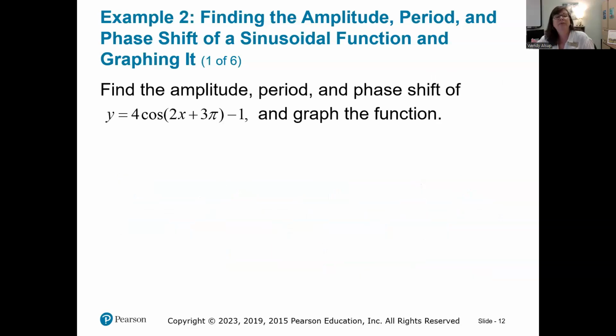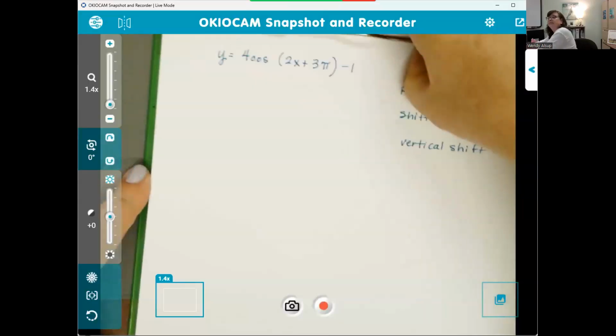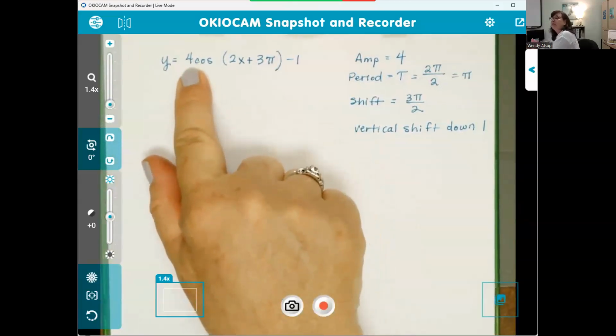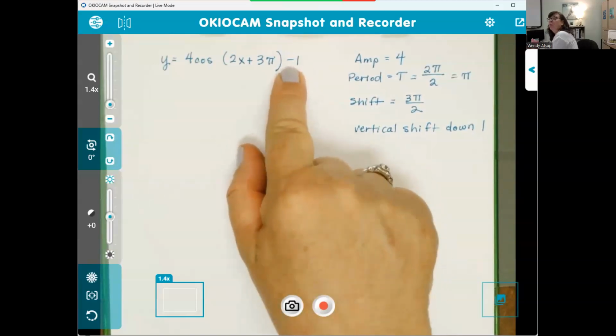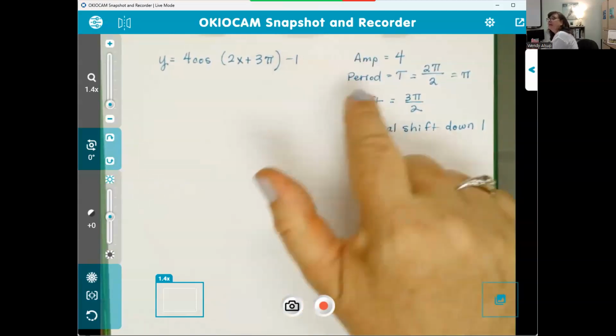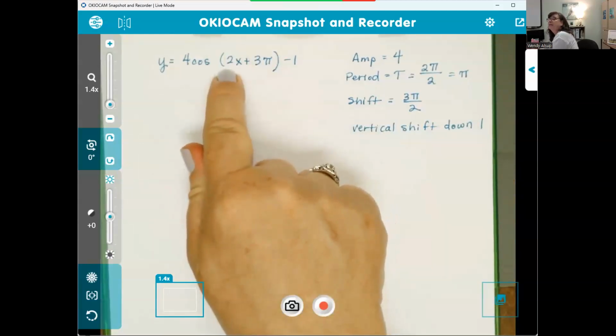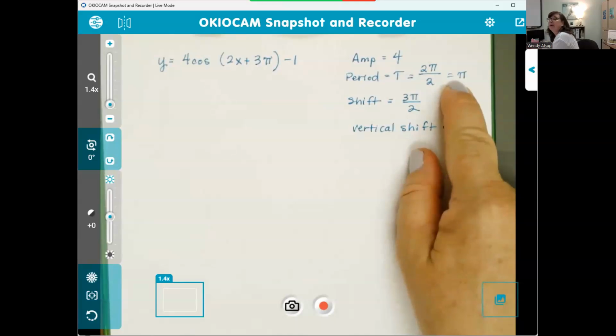How about y equals 4 cosine, now we're doing cosine 2x plus 3 pi. Now we have -1, so we're going to move this down the y-axis by 1. Let's go back over here and analyze this a little bit. So 4 is the amplitude. I've got a vertical shift down 1. The period is going to be 2 pi divided by the omega, the 2. So 2 pi over 2 is pi. So again, I've got a period of pi.